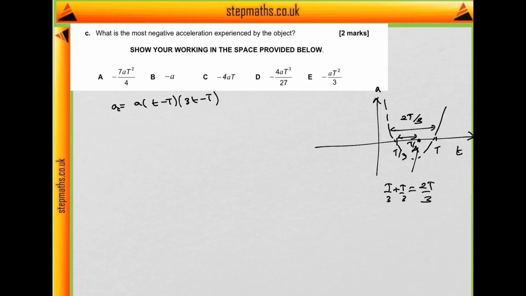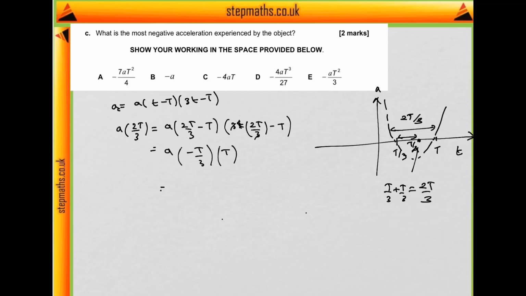Let's sub that in. So we get a at the point 2T over 3 is equal to a times 2T over 3 minus T times 3 times 2T over 3 minus T. Okay, let's evaluate it. This is a. 2T over 3 minus T just gives minus T over 3. And here we can cancel this out. 2T minus T is just T. So this is minus aT squared over 3. Therefore, the answer is E.